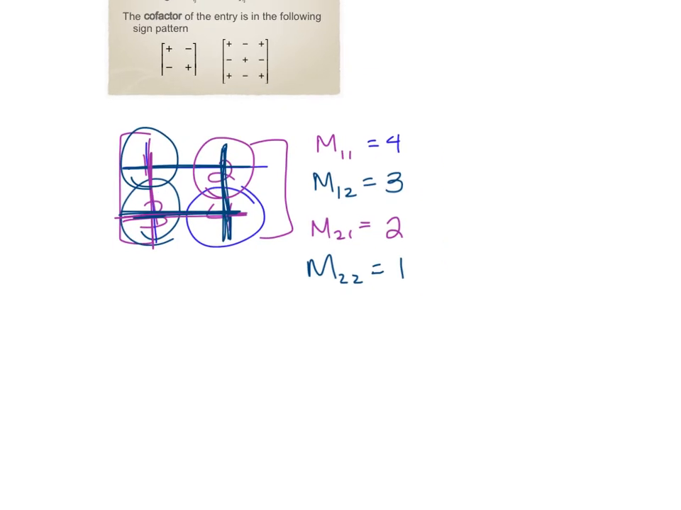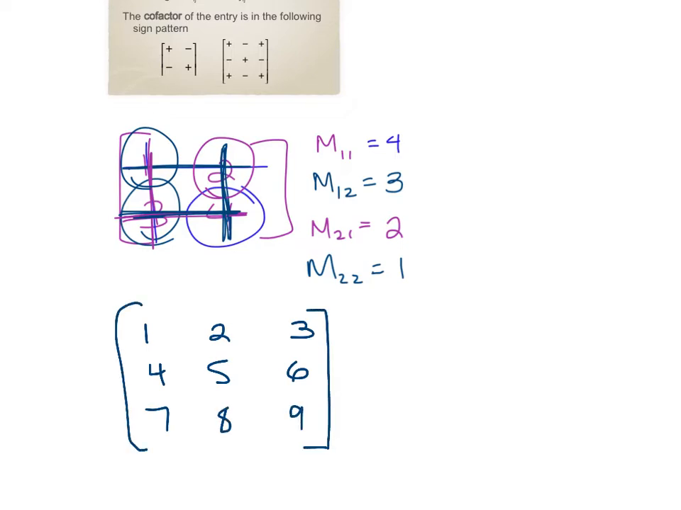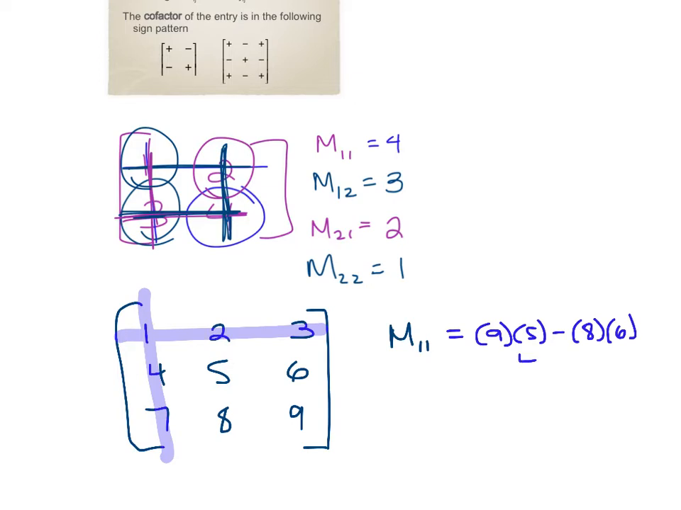If it was a 3x3, 1, 2, 3, 4, 5, 6, 7, 8, 9, and you wanted to find the minor of 1, 1, you're going to do the same thing. You're going to cross through the row and the column that cell is in. Now you have 4 terms left, and you have to find the determinant of those 4 terms. So this would be equal to 9 times 5 minus 8 times 6, or 45 minus 48, which is -3.